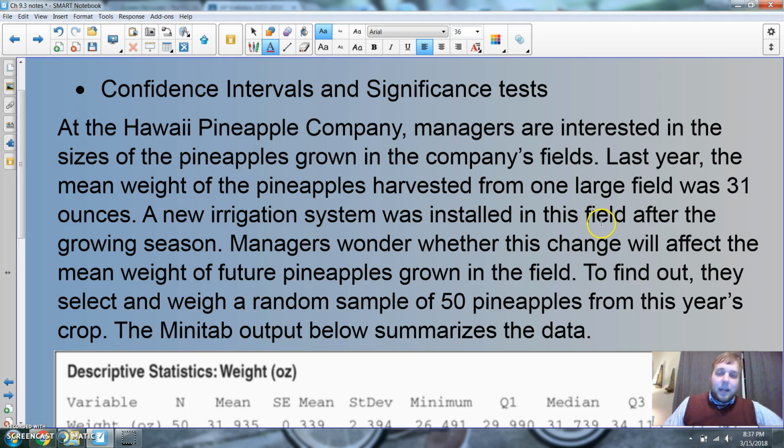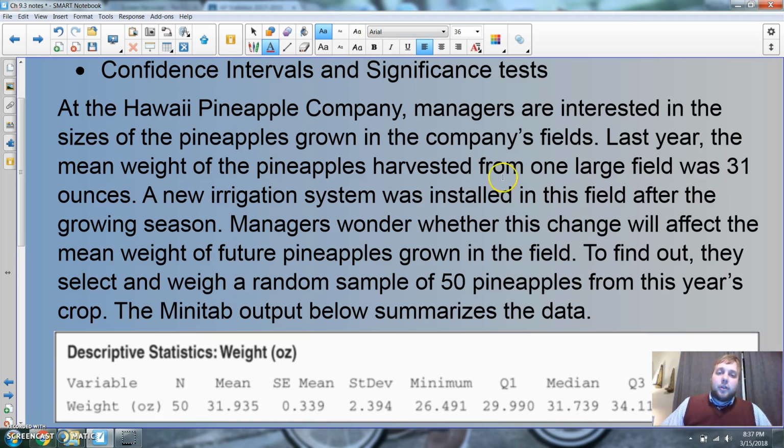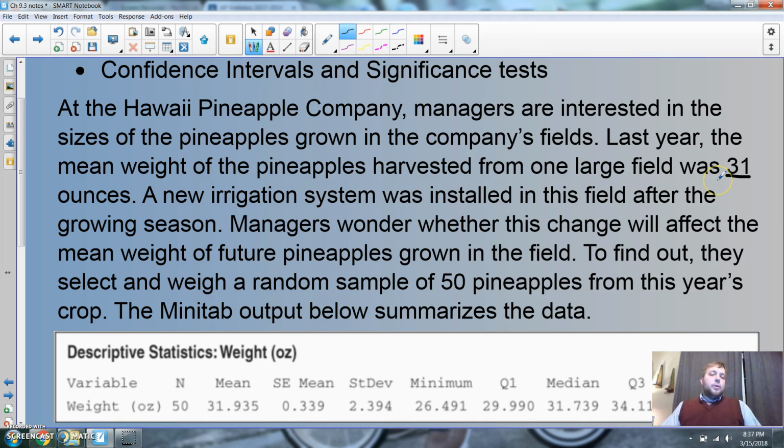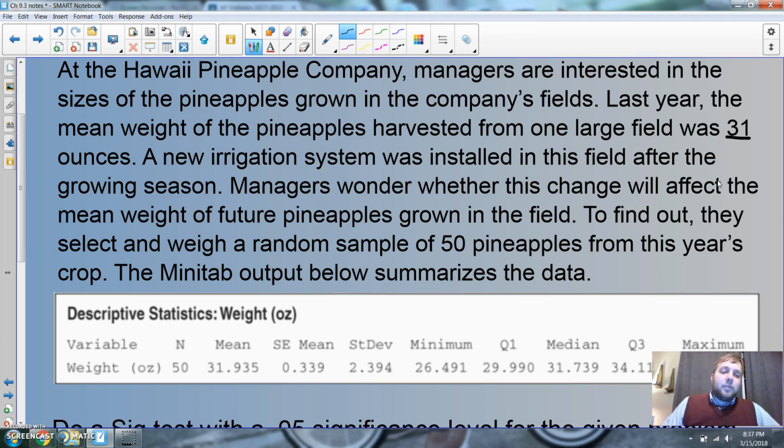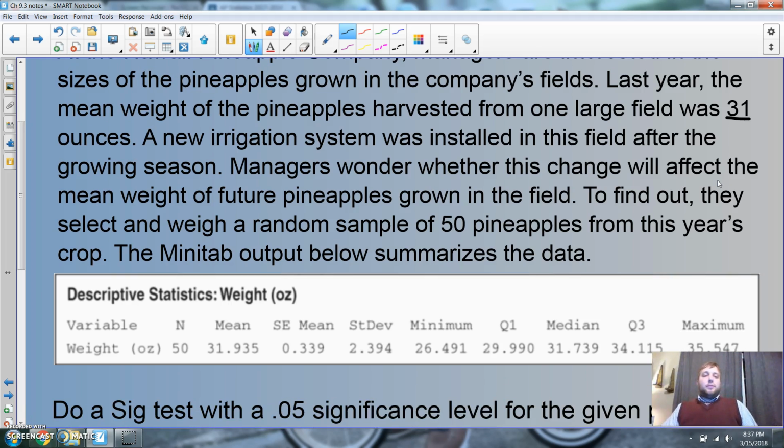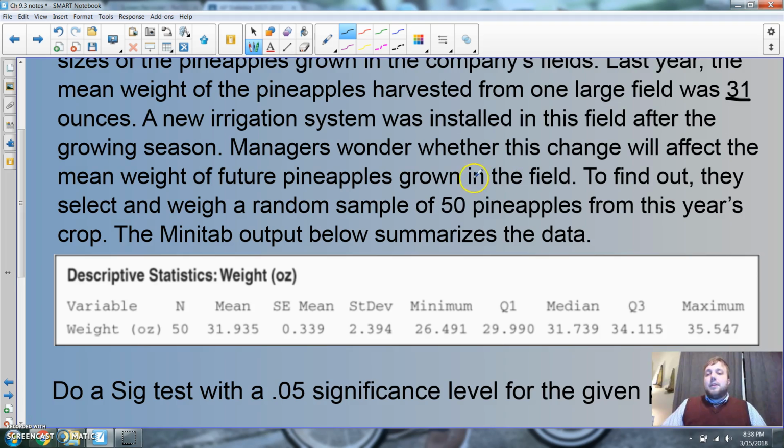Last year, the mean weight of pineapples harvested from this large field was 31. So that was last year. Okay, overall. A new irrigation system was installed in the field after the growing season. Managers wondered whether this change will affect the mean weight of future pineapples. So we want to see, does this irrigation system work? To find out, they select the weights of a random 50. All right, so we have a sample size of 50. n is 50.